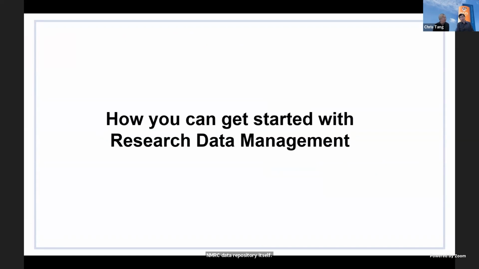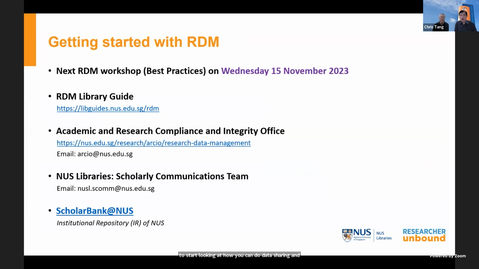So with all that sharing, we get to how you can actually get started with research data management. We have only one slide for you for this, for you to start looking at how you can do data sharing and better research data management. For a start, there is a second workshop for RDM on best practices in the context of NUS next month on the 15th of November, Wednesday. Please look out for the registration for that.